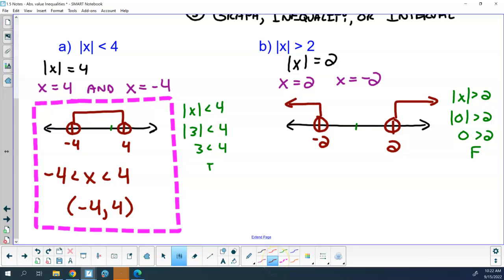That's false. So then I would need to be on the outsides. Okay, wait, I have a question. I can't remember what the difference is between the open and closed circle. The equals part is the closed circle. So greater than or equal to would be a closed circle, but because it was greater than, it's open. But if it's equal to, closed.